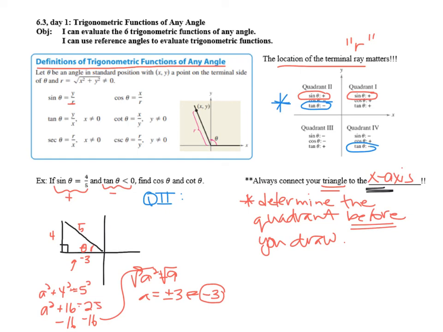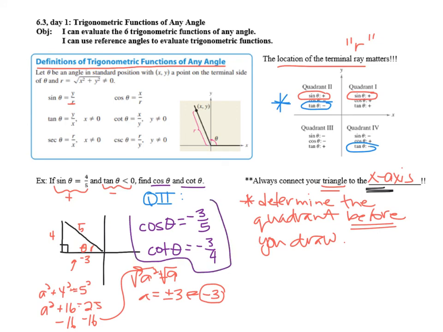From there, we're asked to find cosine and cotangent. Now that we know all 3 sides, cosine of theta, if we look up at our definition, is x divided by r. In this case now, because x is negative, cosine is going to have a negative fraction answer. And cotangent is x over y. That's also going to have a negative answer. So now all of a sudden, not only do we need to remember our definitions, but some of our values will be positive and some of them will be negative. We're going to take a look at reference angles tomorrow in class.